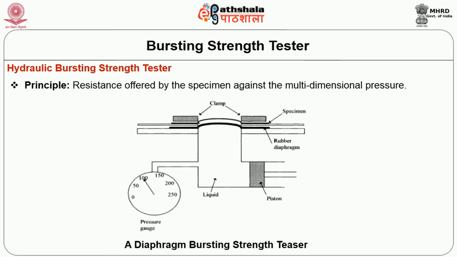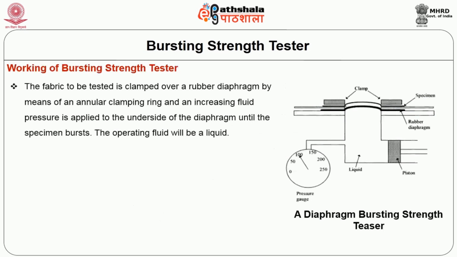Hydraulic bursting strength is used for measuring the bursting strength. Principle of bursting strength: the resistance offered by the specimen against a multi-directional pressure. Working of a bursting strength tester. The fabric to be tested is clamped over a rubber diaphragm by means of an annular clamping ring, and increasing fluid pressure is applied to the underside of the diaphragm until the specimen bursts.